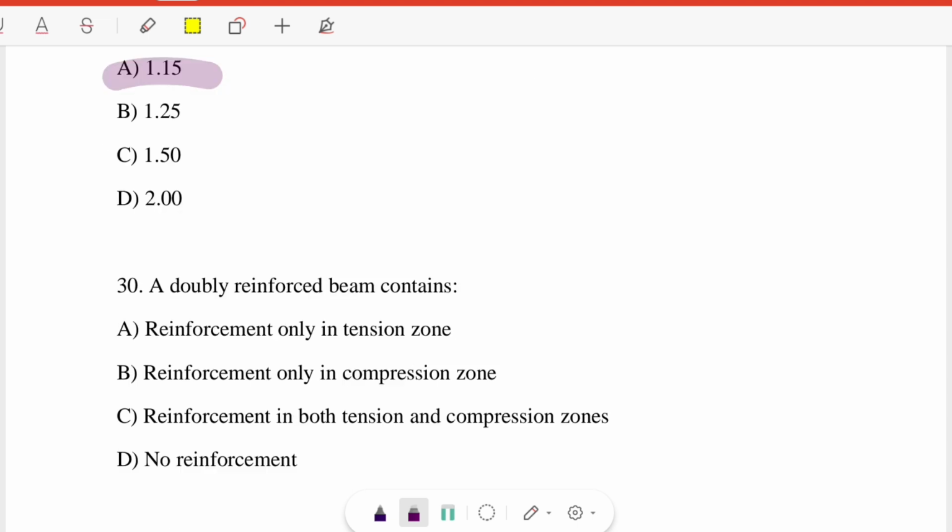Next question, a doubly reinforced beam contains option A reinforcement only in tension zone, option B reinforcement only in compression zone, option C reinforcement in both tension and compression zone, option D no reinforcement. The correct answer is option C reinforcement in both tension and compression zones.